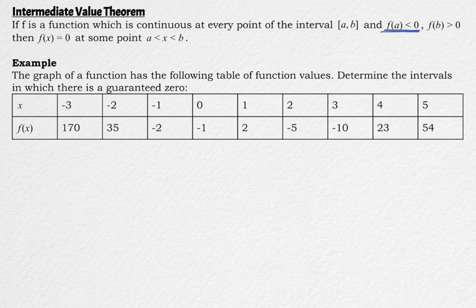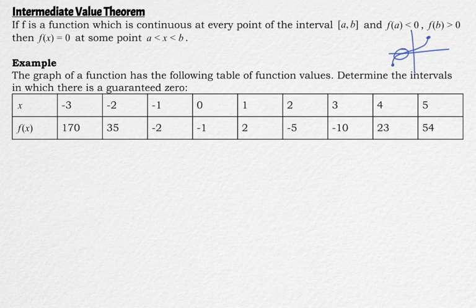And it says if f of a is less than 0 and f of b is greater than 0. So think about like if over here the y value is negative and then over here the y value is positive, well, somewhere in the middle, if it's continuous, it has to cross over 0 at some point.